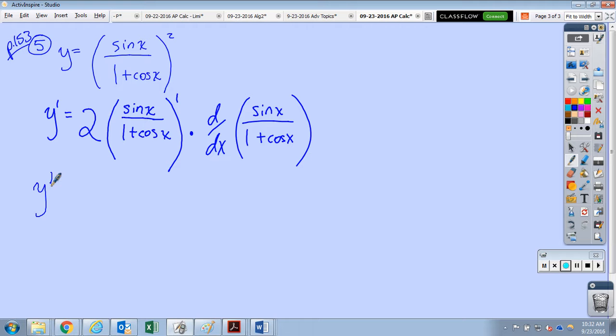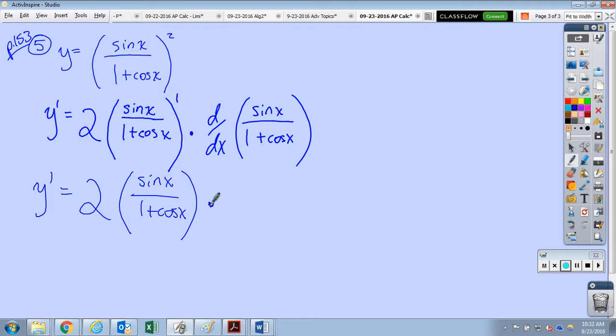So we have y prime is equal to, this guy's pretty much simplified here, 2 sine of x over 1 plus cosine of x. To review this, chain rule: 2 to the front, leave it alone, drop it down, and then times the derivative of the inside. Okay, so now let's see what this is.